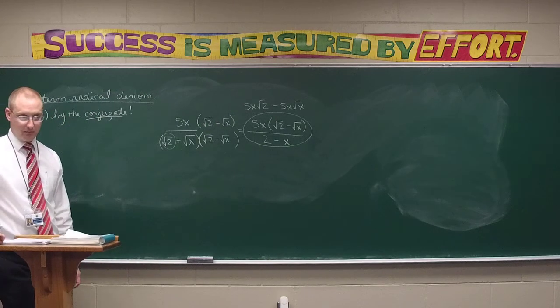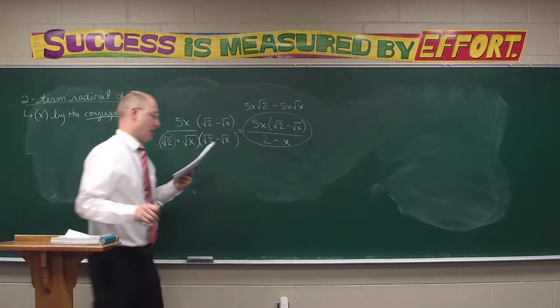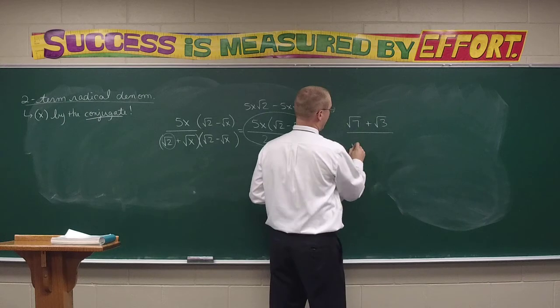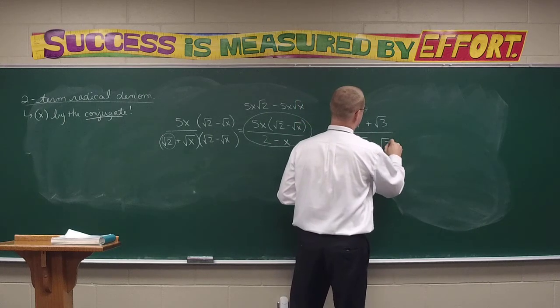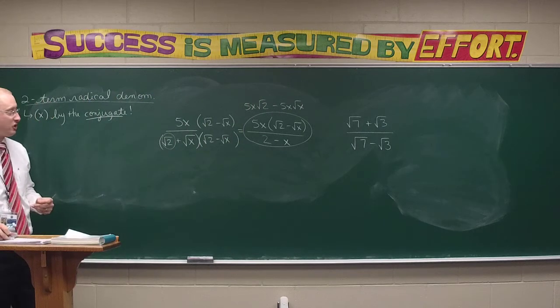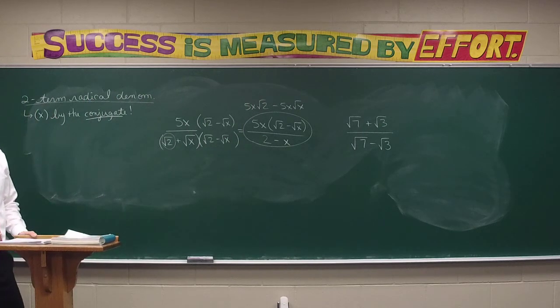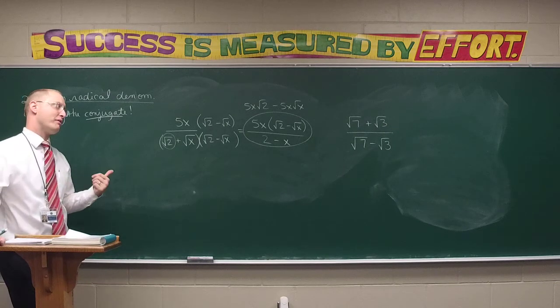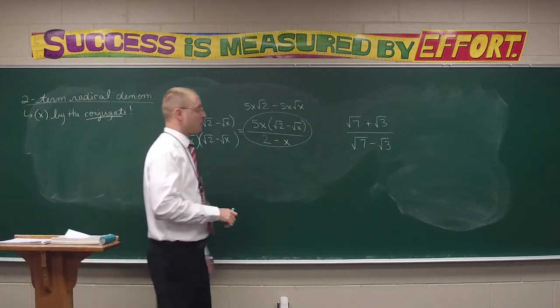Questions on this one? Write this one down. Square root of 7 plus the square root of 3 over the square root of 7 minus the square root of 3. Oh, so tempting to cancel the square roots of 7 and the square roots of 3, but we can only cancel factors. We can never cancel terms.